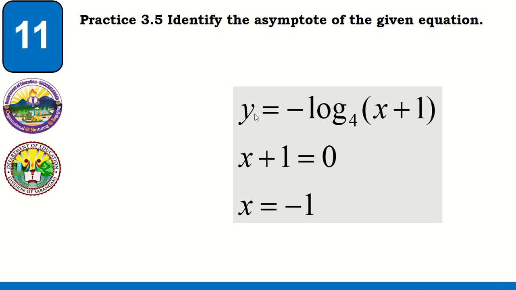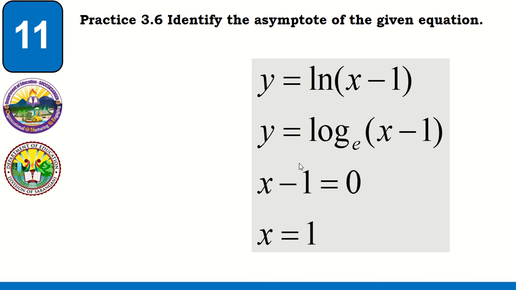For example, we have y equals negative log of x plus 1 base 4. We do not mind the negative here; what we look at is this. So x plus 1 must be positive. So x plus 1 equals 0 is the first line, or the equation, where the graph is not defined. That is x equals, by the addition property, negative 1. So x equals negative 1.